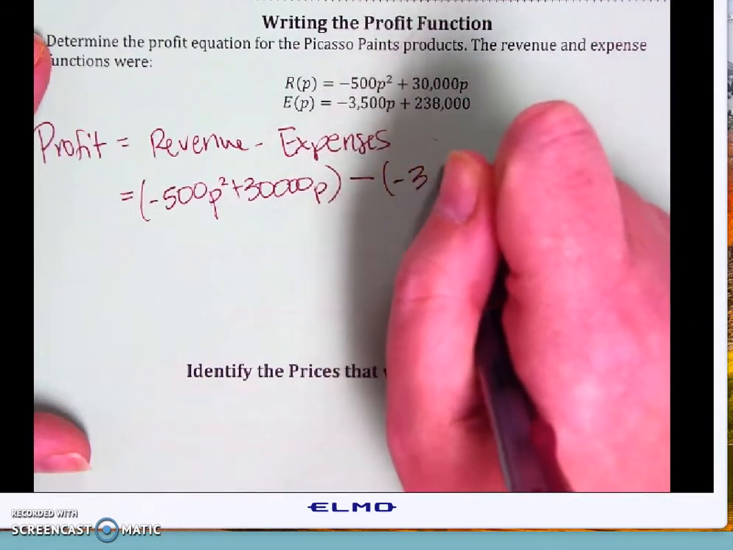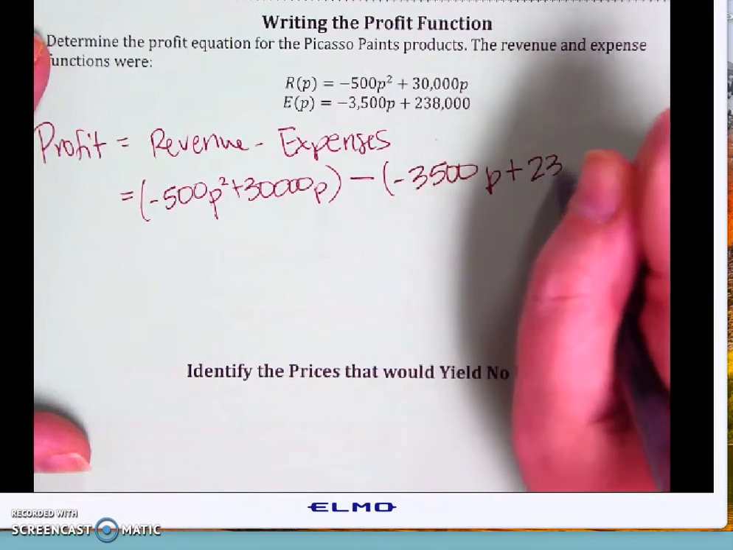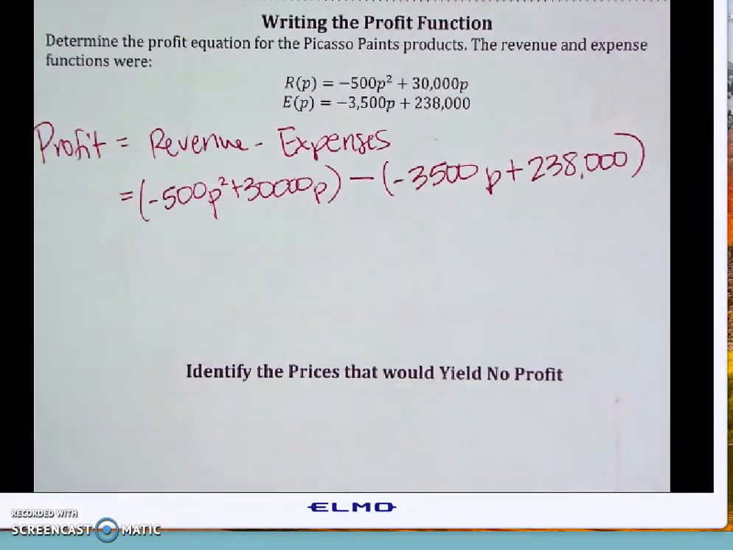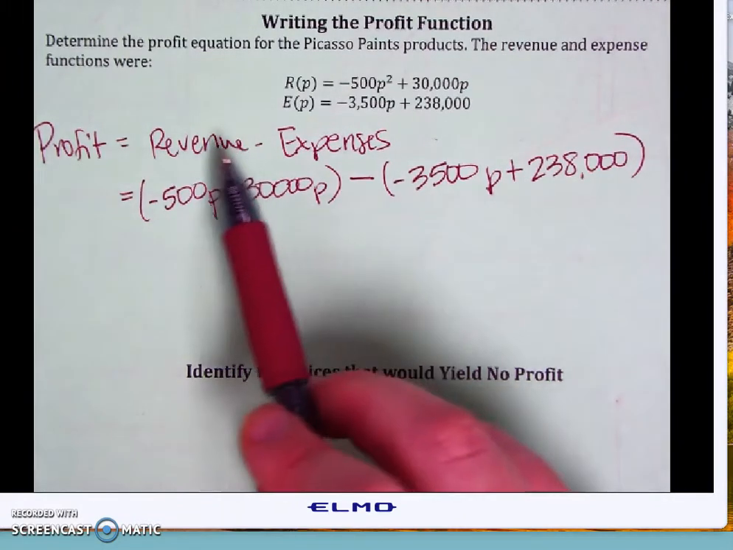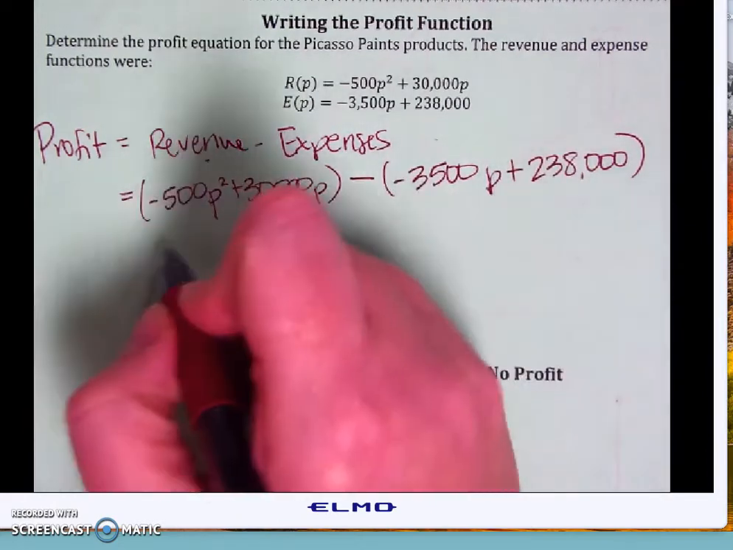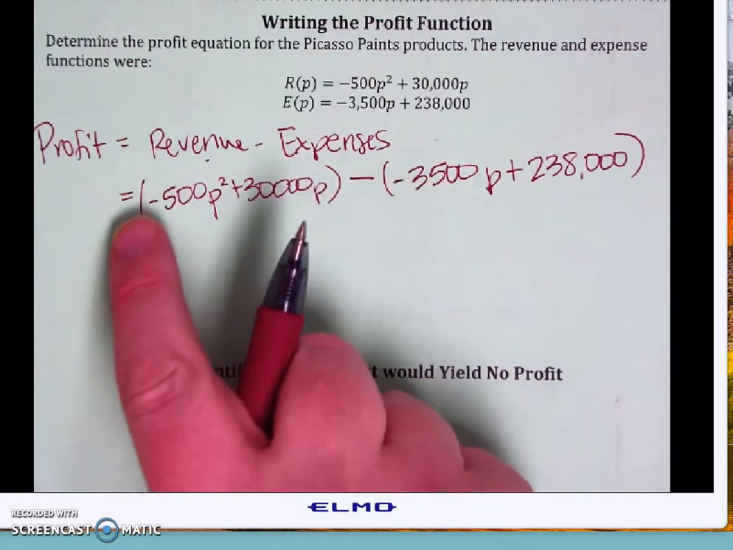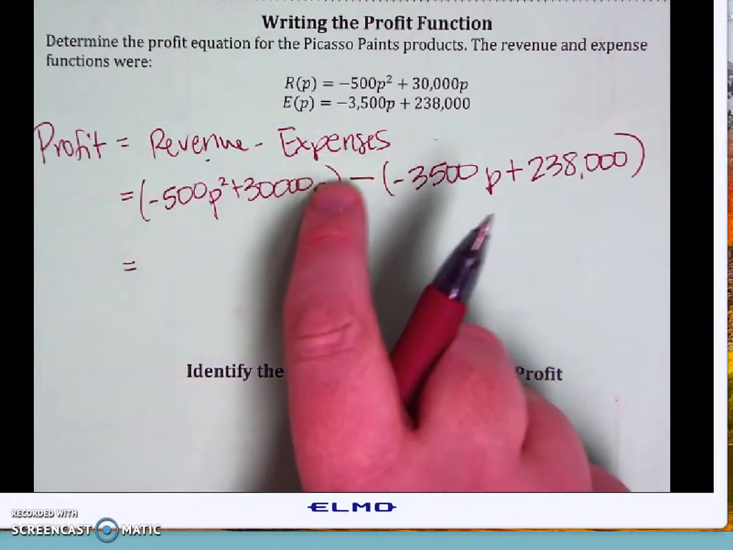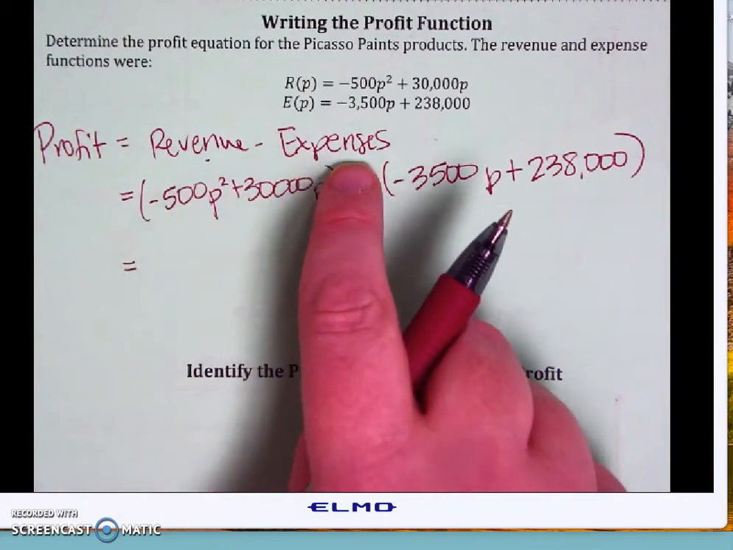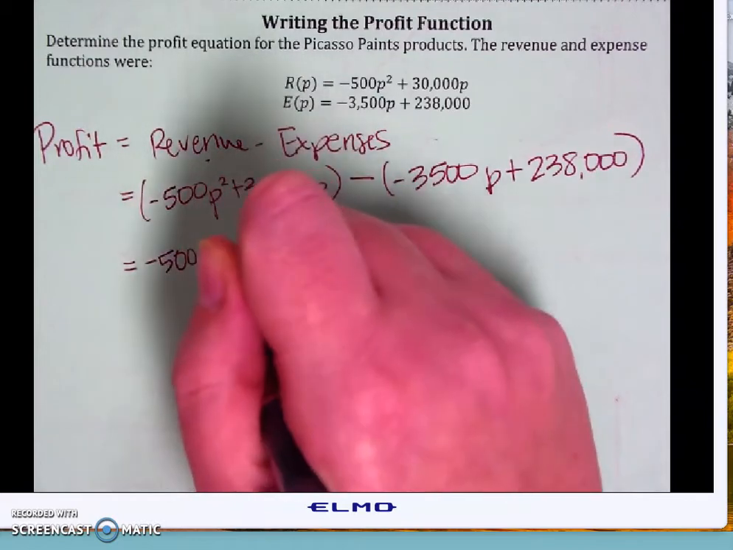Negative 3,500p plus 238,000. Okay, so we took our revenue calculation and we're subtracting the expense calculation. From here we just simplify, which means distribute the negative. The first set of parentheses is just grouping to remind us where that came from, but really there's no coefficient, there's no exponent. They're kind of unnecessary.